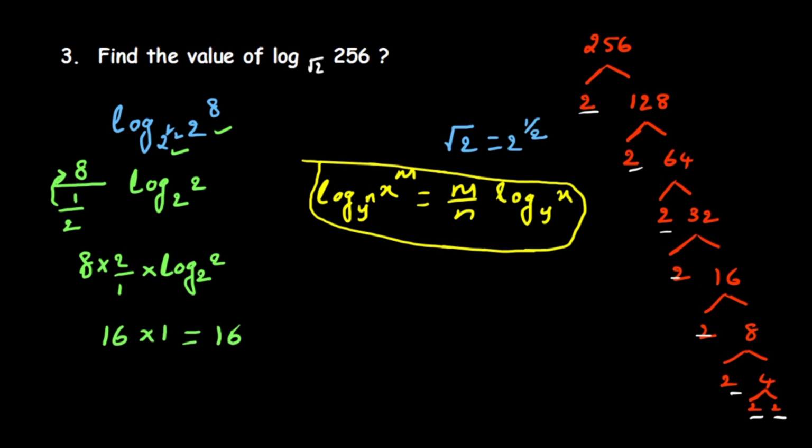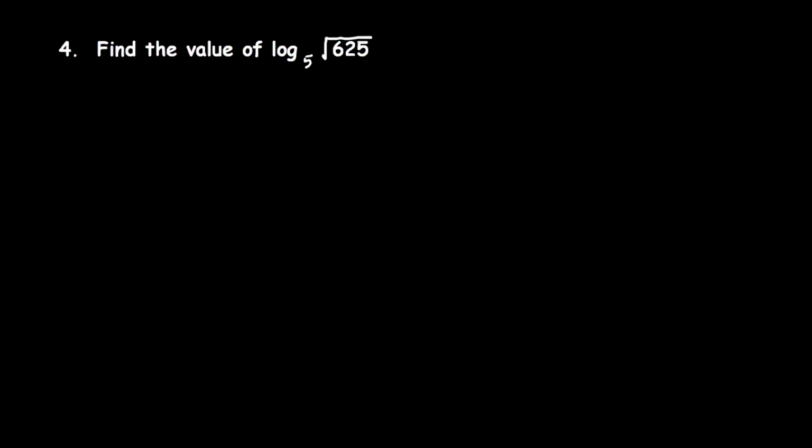The next one, find the value of log root of 625 base 5. You know root 625 answer is 25. You must know how to find out the square roots, right? So root 625 answer is 25. That means here I will write now log root 625 means that is 25 base 5. So in the next step we write log 25 is 5 square base 5.